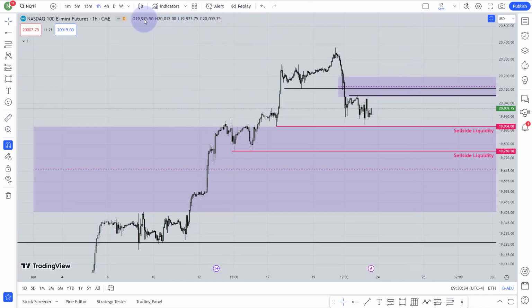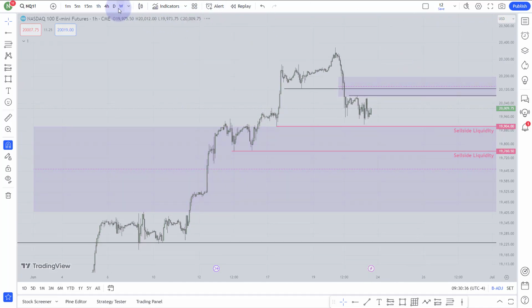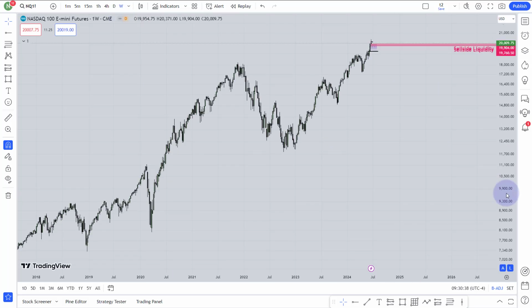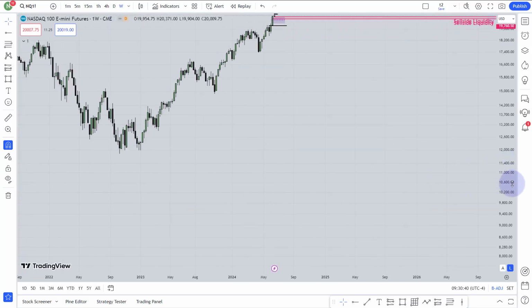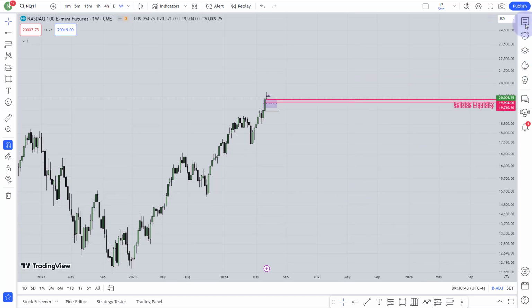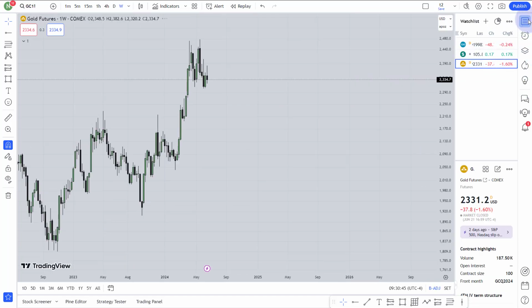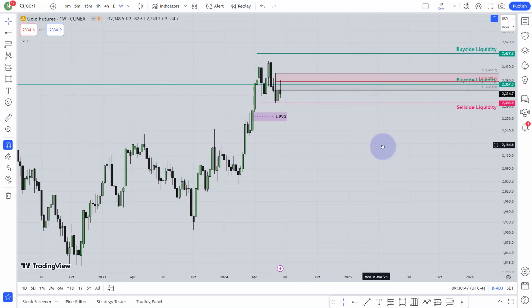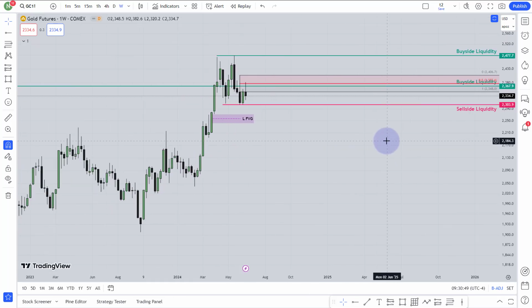So that's all for the NQ this week. I'm just bearish. I will start to look for sell, but if and only if that bearish fair value gap from the daily chart is broken, then I will maybe look for the buy side liquidity or the all-time high.